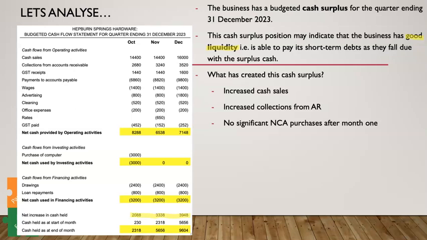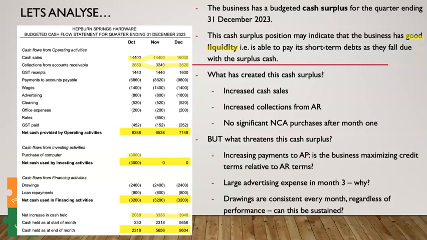So what has created this cash surplus? We've got increased cash sales. Each month, our sales have gone up. That's a good thing. Not only that, we're getting more cash from our accounts receivable paying us back. And the only time that we've done a really significant one-off cash flow coming out was when we bought a computer in October. Why might we be concerned though?